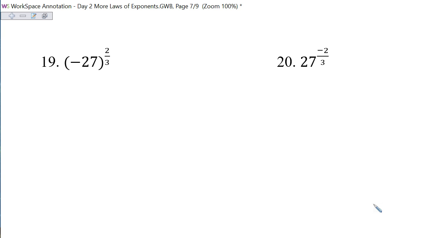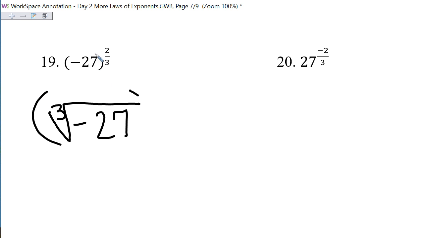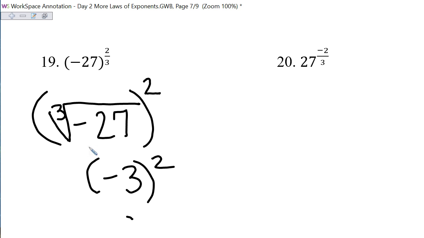Okay, number 19. What is the base this time? Negative 27. This time the base is negative 27. What root are we taking? Cube root. And what power do we raise it to? Square. What's the cube root of negative 27? First of all, can you take the cube root of a negative? Yes, you can. So the cube root of negative 27 would be negative 3, because negative 3 times negative 3 times negative 3 gives you negative 27. So that would be negative 3 squared, which is what? 9.